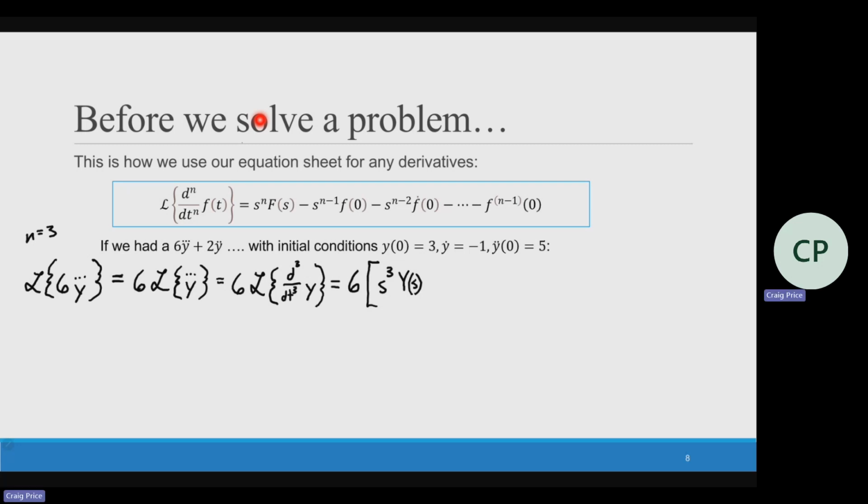And now we go to the next one. So that's here. Now we're going here. So we're going to have a subtract. All of these are subtracted. Once I have that first one, everything else will be subtracted. We have s to the n minus 1, or 3 minus 1, so we get an s squared.